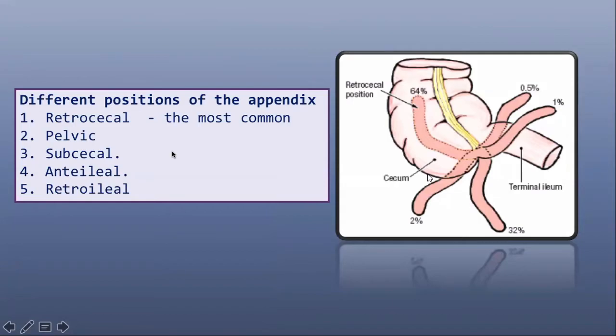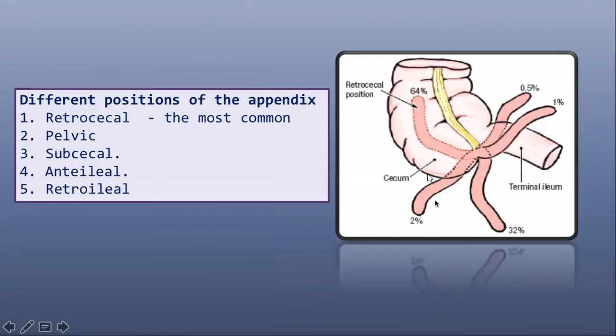Your appendix actually has several positions, but the most common would be the retrocecal, meaning behind the cecum. That's the usual position, retrocecal, behind the cecum. Other positions would be pelvic. Subcecal, that's the subcecal, below the cecum.